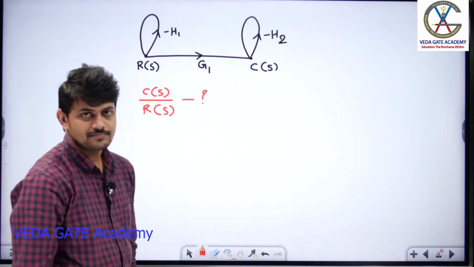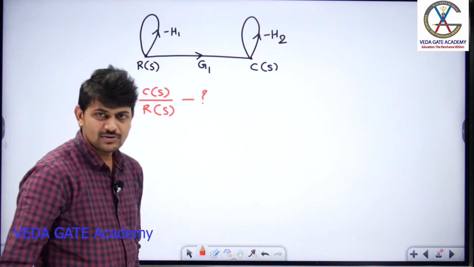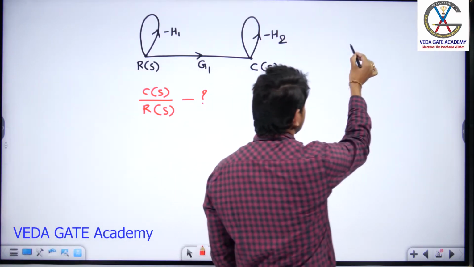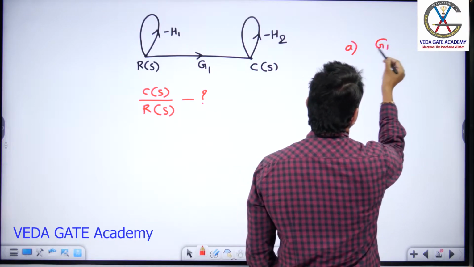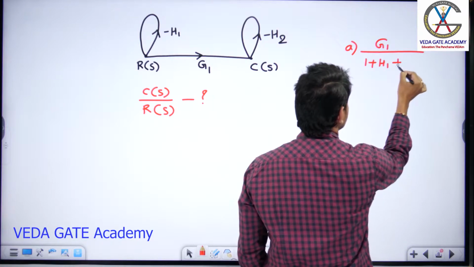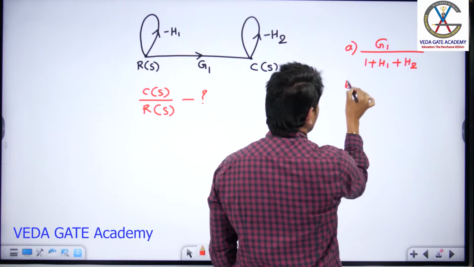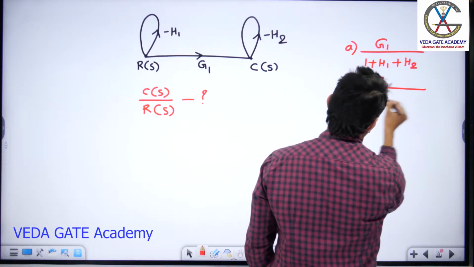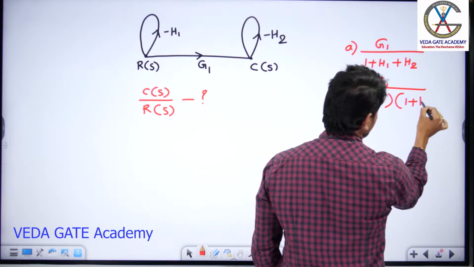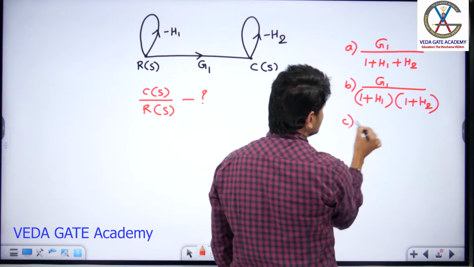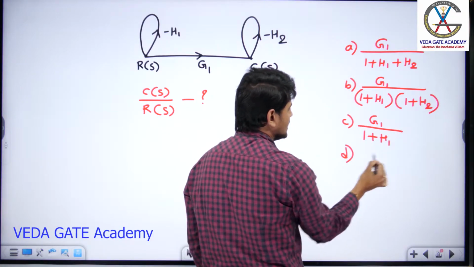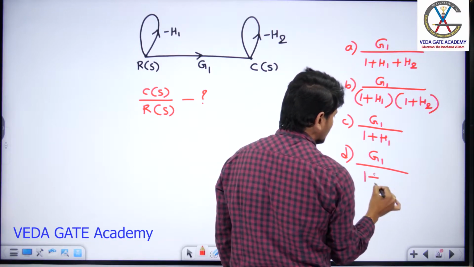Now for this question, suppose I blindly apply Mason's gain formula. They have given the options in this fashion. Option A is G1 divided by 1 plus H1 plus H2. Option B is G1 divided by 1 plus H1 into 1 plus H2. The third option is G1 divided by 1 plus H1. And the last option is G1 divided by 1 plus H2.